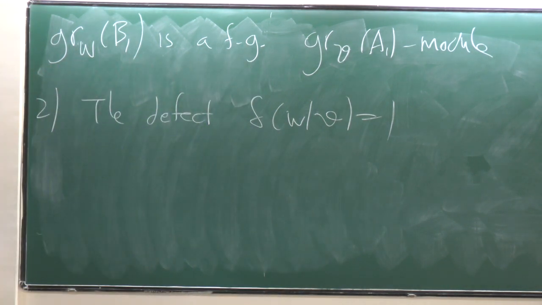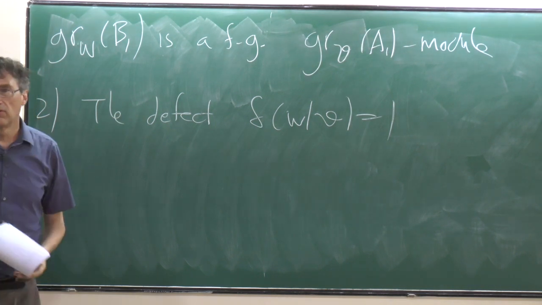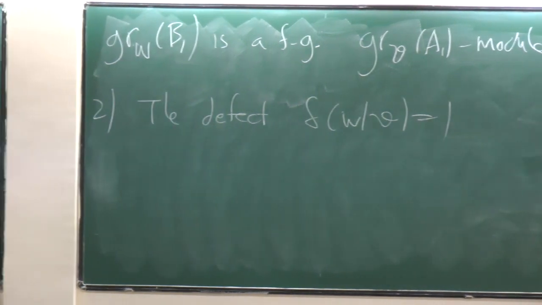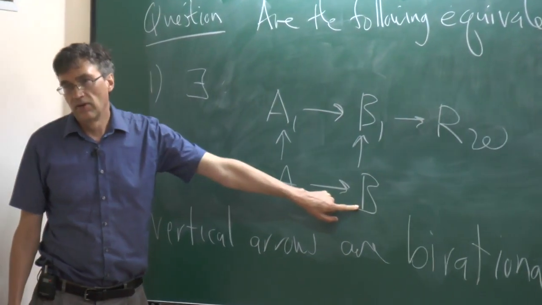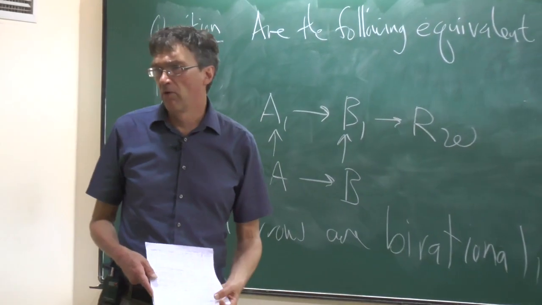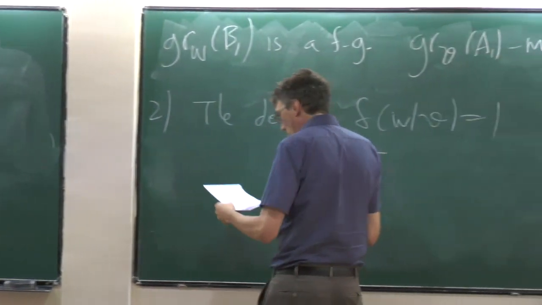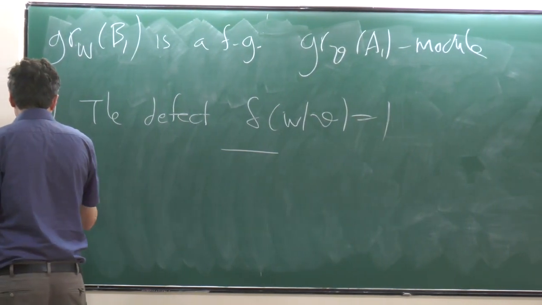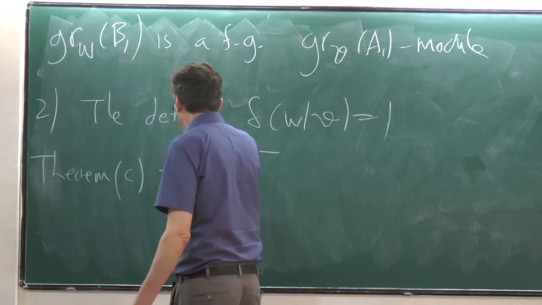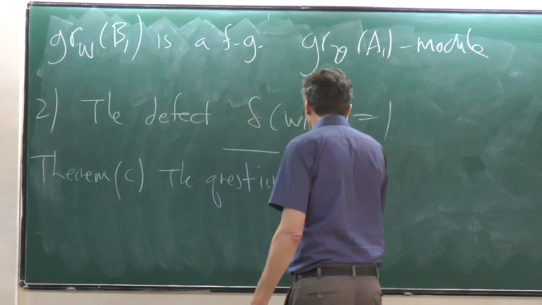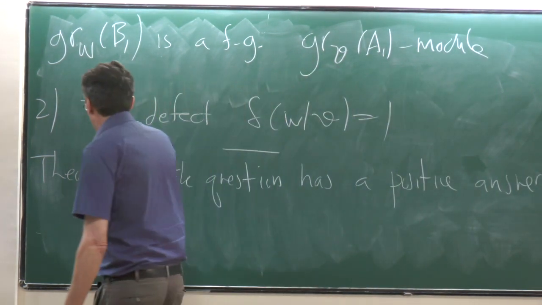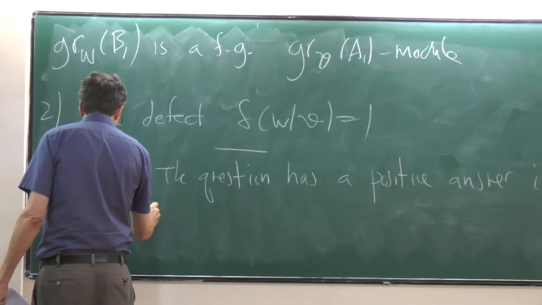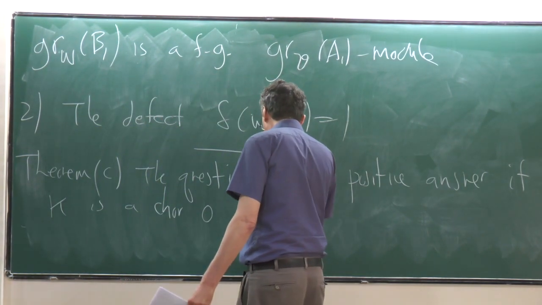So in other words, if you can achieve by some blowing up a situation where it's a finitely generated extension, it should exactly mean that there's no defect. And in fact, it's not difficult to construct examples where there is no defect, but if you look at your initial extension A to B, it's not a finitely generated extension. So you do have to blow up. So this is truly a birational condition. Okay, so a positive theorem is that the question has a positive answer if K is a characteristic zero algebraic function field.